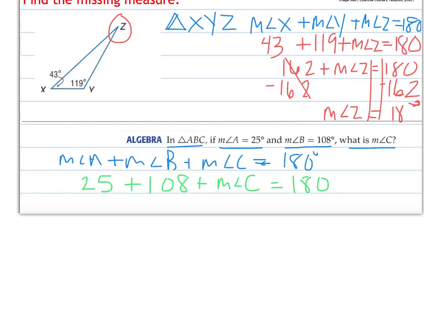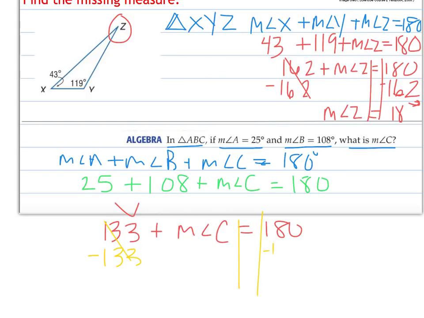And then I'm going to continue to solve. So I'm going to add those together, and I get 133 plus what measure is going to equal 180. So I'm going to take that 133 away to find out what's left over, and I realize that the measure of angle C is equal to 47 degrees.